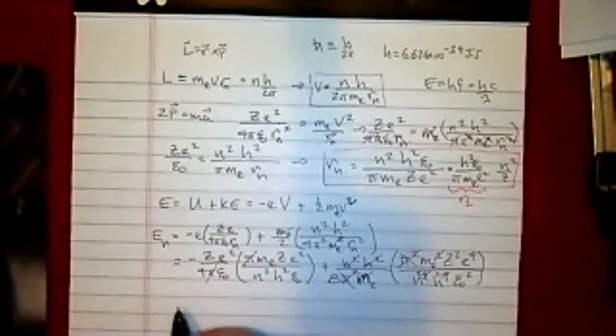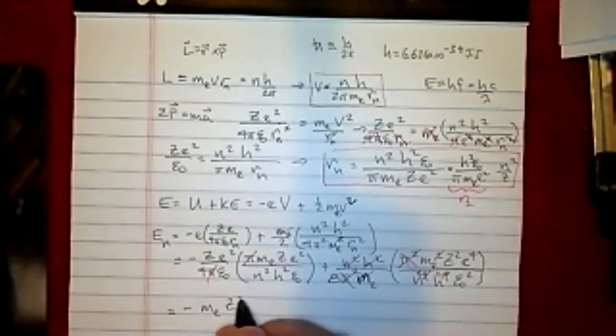So now I'm going to go back and write this as negative m sub e. Did I cancel out that? No, there is an m sub e. Z squared, e to the 4th, over 4, taking care of all that. Epsilon 0 squared from that guy and that guy, n squared h squared. So I think I've got everything there for epsilon 0, n squared h squared.